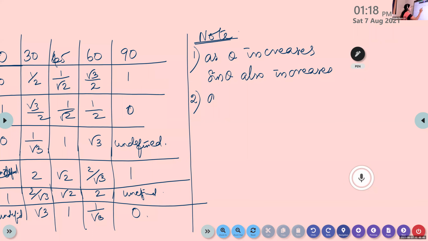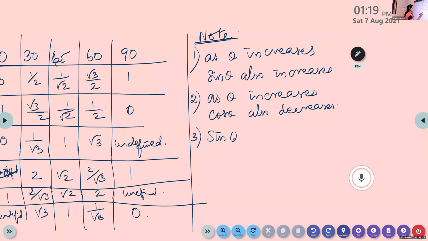Next one. As theta increases, what about cos? It decreases. So it is going on decreasing. So as theta increases, cos theta also decreases. Is it clear? Write down, these are all important 1 mark questions. As theta increases, sine theta increases. As theta increases, cos theta decreases.